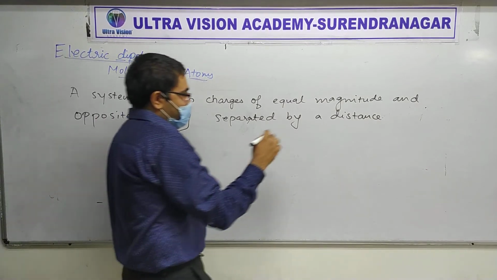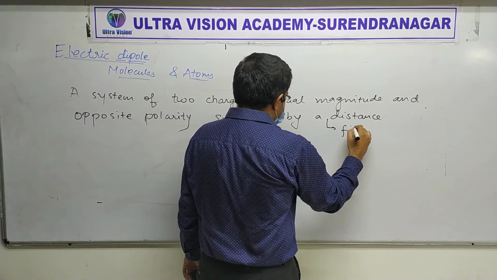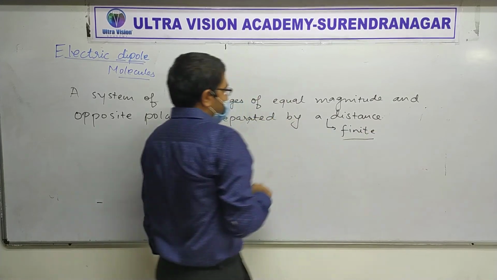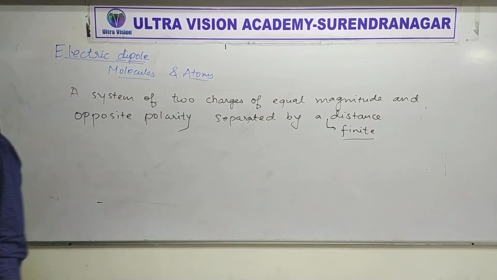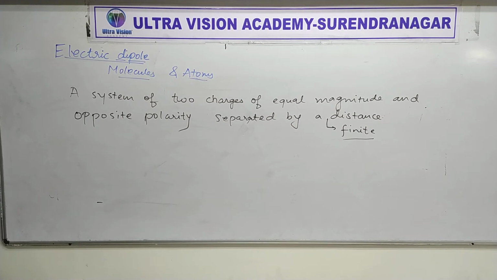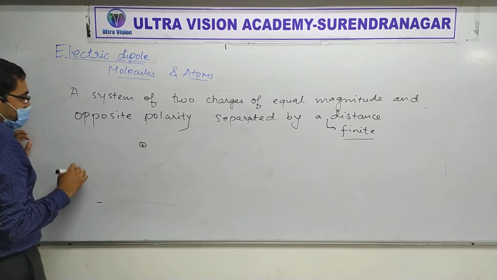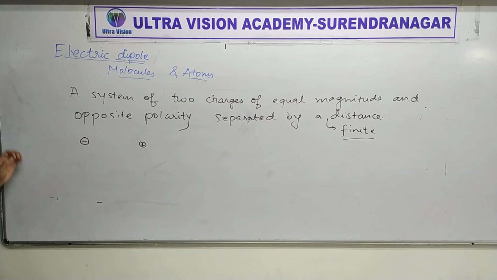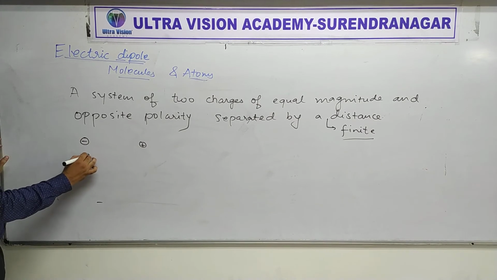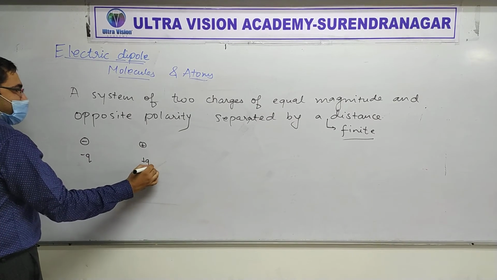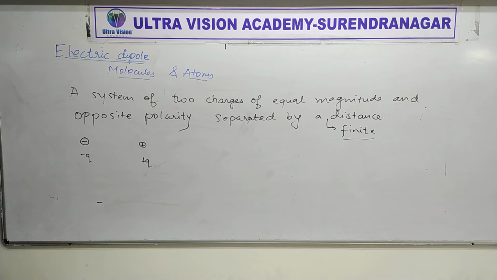Actually, we should just add one word here to make it more proper. Separated by a finite distance, meaning limited, not unlimited distance. Right? Okay, so this is what makes an electric dipole. Again, dipole means two poles. Which two poles? One positive and one negative. Clear or not? So this charge will be minus q and this will be plus q. Understood? Clear?